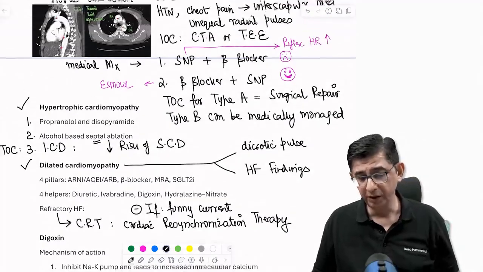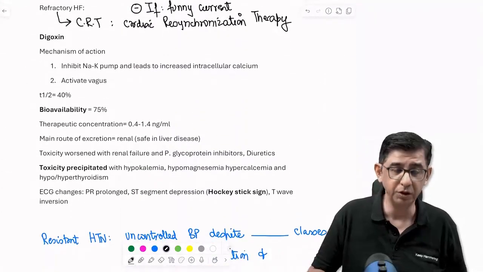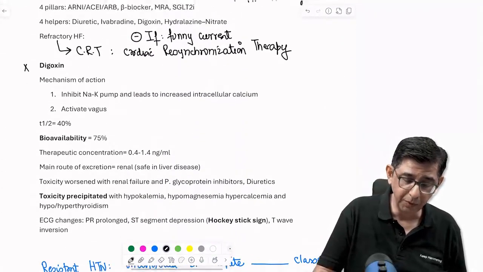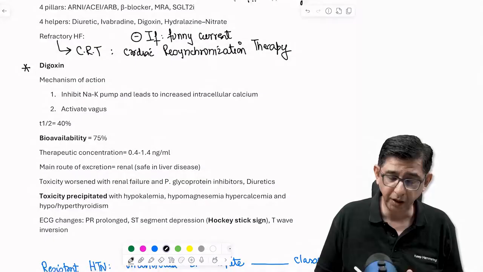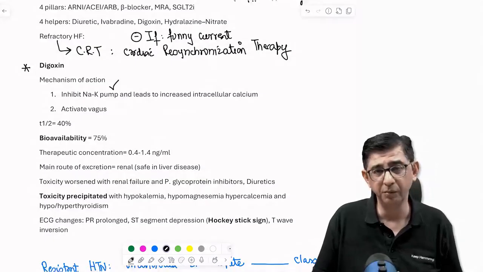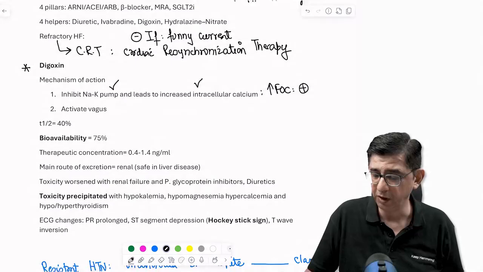You will notice that in this entire discussion that I've had, there was no mention of digoxin, though digoxin is the first drug that is taught by pharmacology people. So let's revise about digoxin also. One of the mechanisms is it inhibits sodium potassium pump, increases intracellular calcium, so it increases the force of contraction, which is what is called as positive inotropic action.